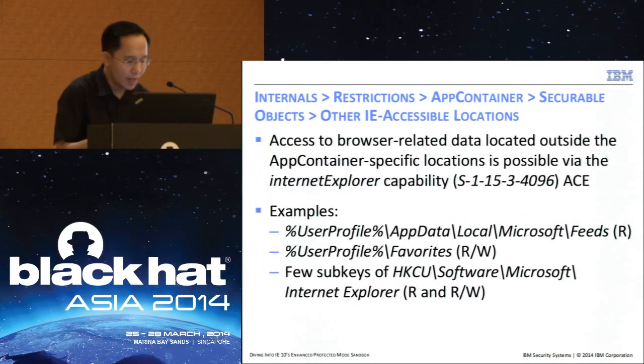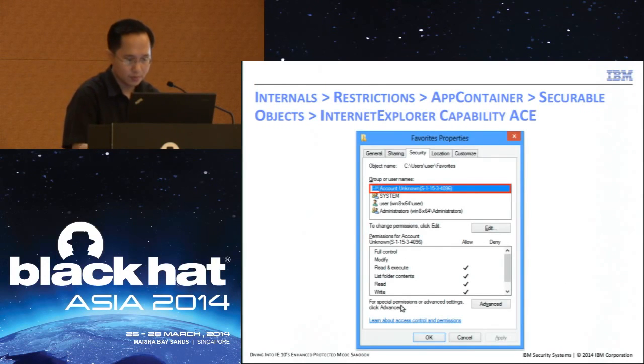Also, browser-related data located outside the app container-specific locations can also be accessed by the sandboxed IE because they have an Internet Explorer capability ACE. Examples of this are the feeds folder and the favorites folder and a few subkeys of the user-specific Internet Explorer registry key. In this illustration, you can see that the favorites folder has a read-write ACE for the Internet Explorer capability.